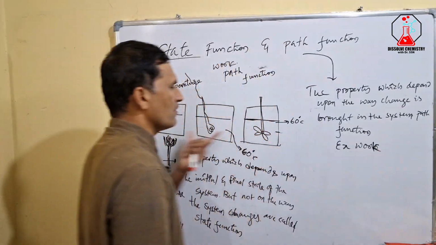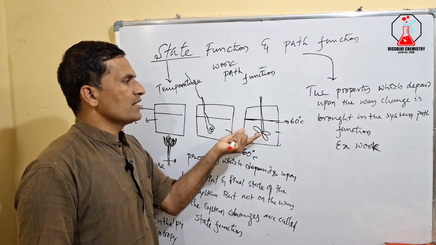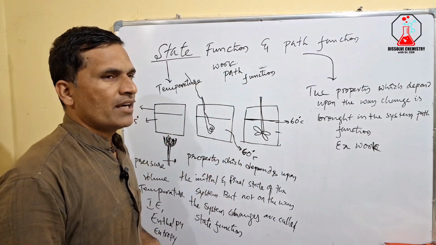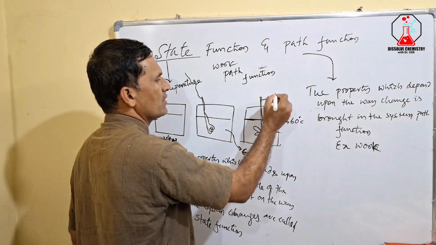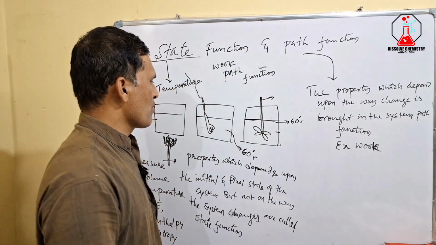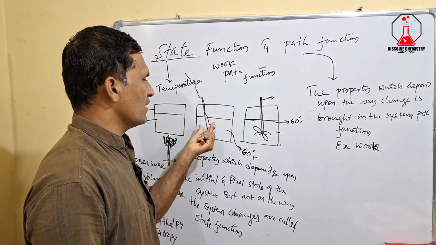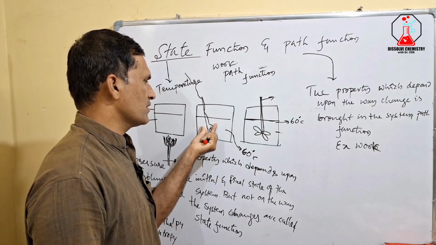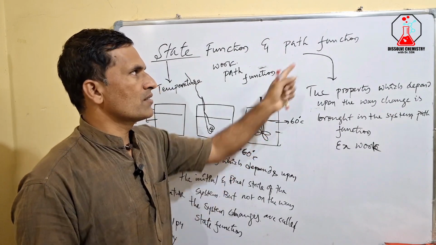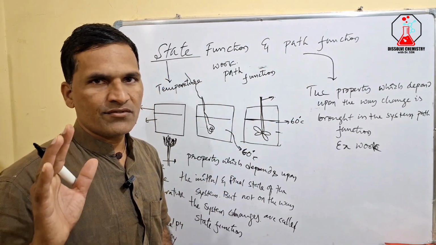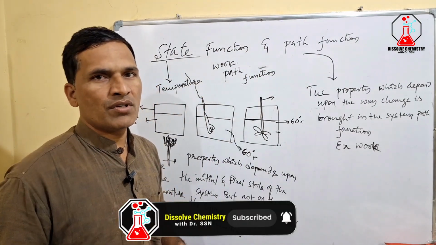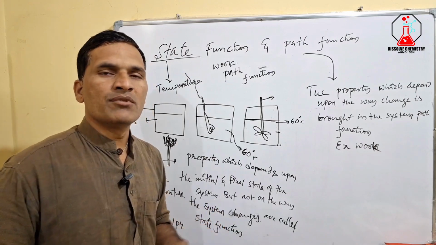Already we have seen three ways of heating the water contained in different containers, and we observe that maximum work is done when you go for mechanical stirring of water using a stirrer. Compared to that, the work done here will be a little less, and here it is a little greater than this. So that is how the work depends upon the way it has been brought. This is how we define state function and path function. I hope you have understood the meaning of both the terms. Thank you.